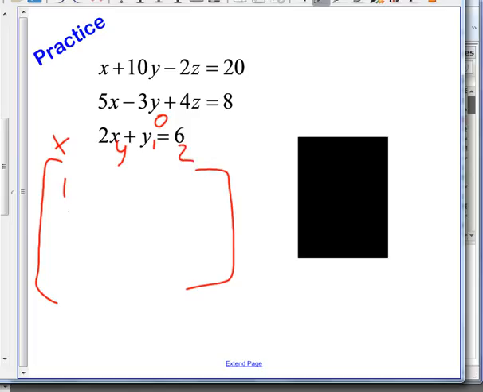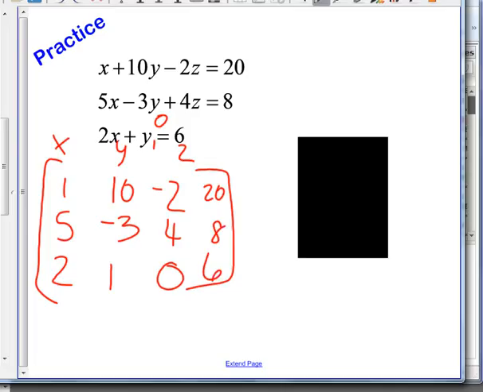So we get 1, 5, 2, 10, -3, 1, -2, 4, and 0. We didn't have one. And then 20, 8, and 6. Any questions how I got from the equations down to this matrix? Was it tough getting from that to the matrix?